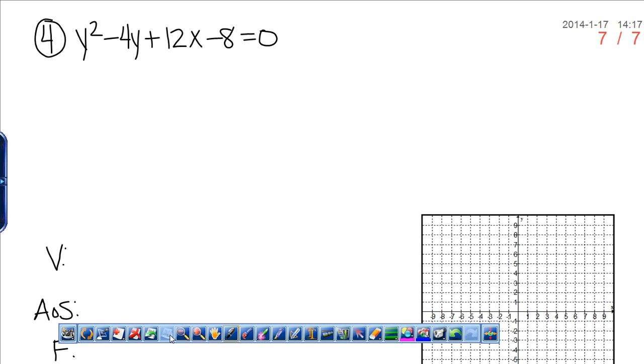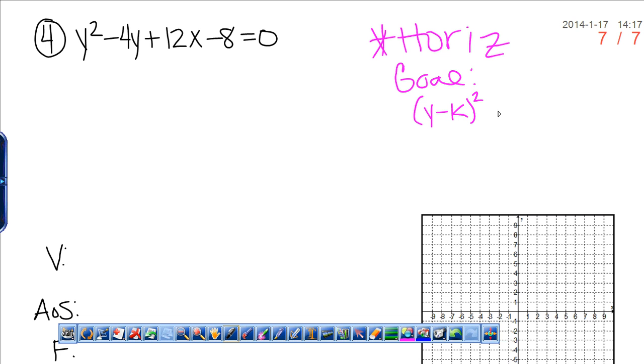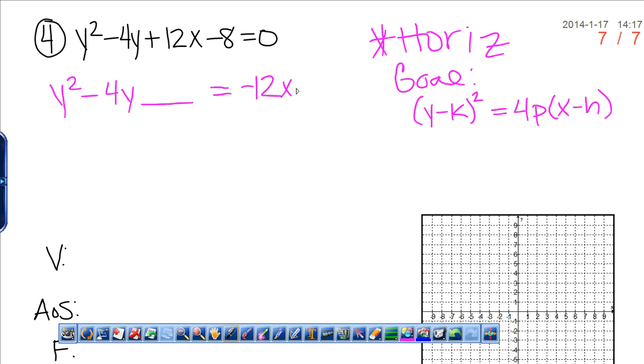Horizontal or vertical? Horizontal, because y is being squared. Good. All right, so what's your goal for a horizontal parabola? Good. So it's good to know what your goal is. Okay? So I'm going to keep my y values on this side. So y squared minus 4y. And they're going to go to the other side. Negative 12x plus 8.